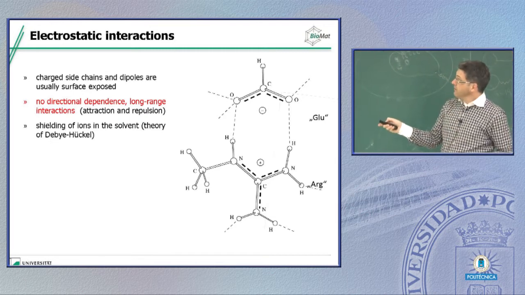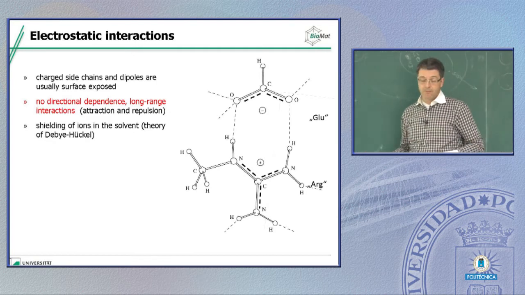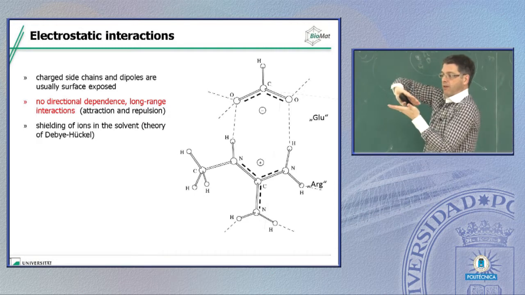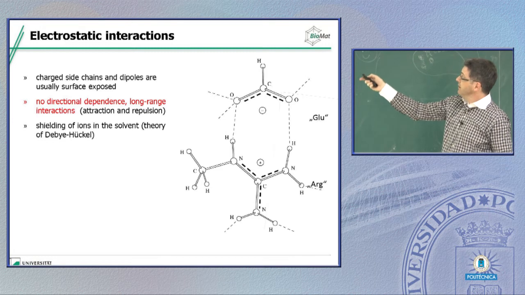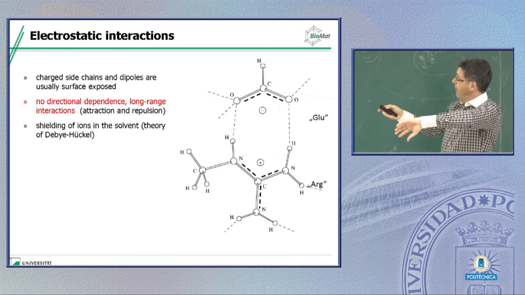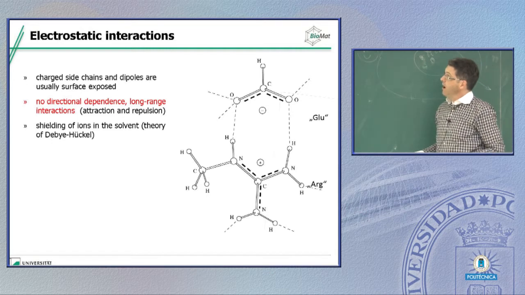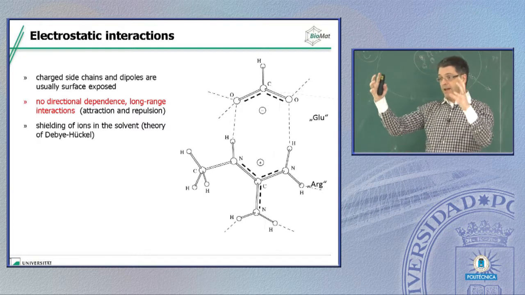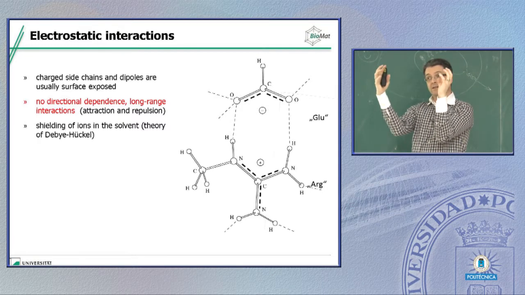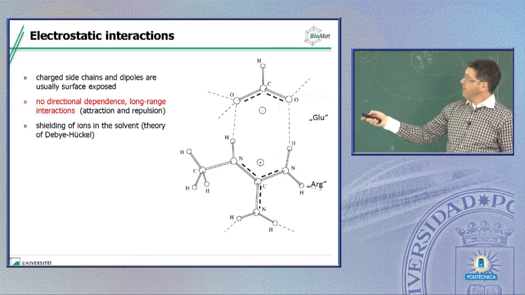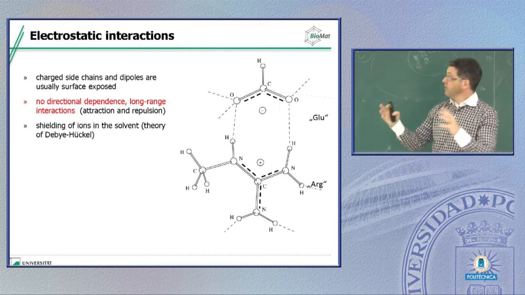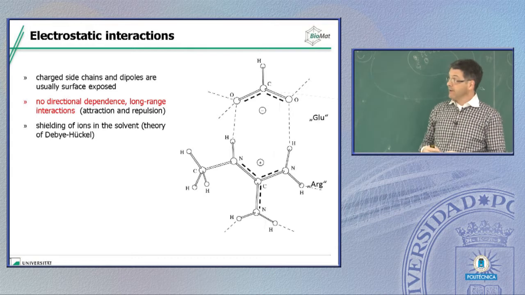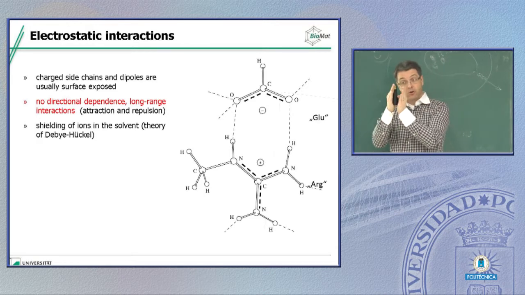It's very important to know that there's no directional dependence. So it doesn't matter if the glutamate is turned in that direction or the other way around. This really doesn't matter. You see here sort of a symmetry, so you can turn it around in any direction, and the same is true here for the arginine. Important is also that it's a long-range interaction. So the amino acids can be far apart, and they still can interact because you have a play of attraction and repulsion that works over larger areas. When we then investigate the van der Waals interactions, you will see that these are only short-range interactions.